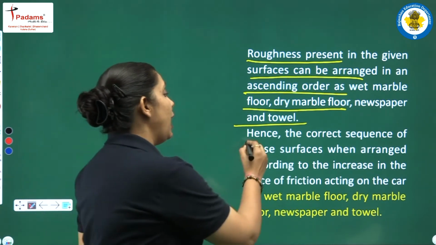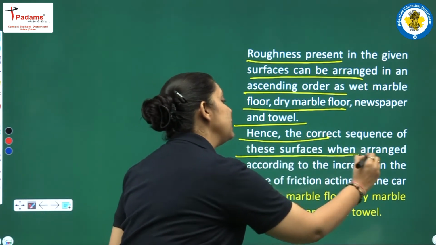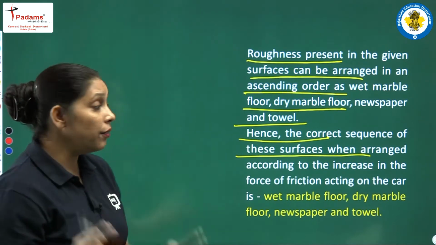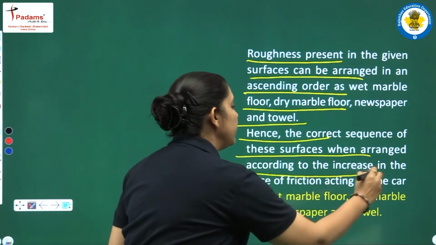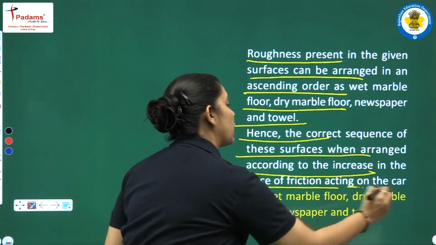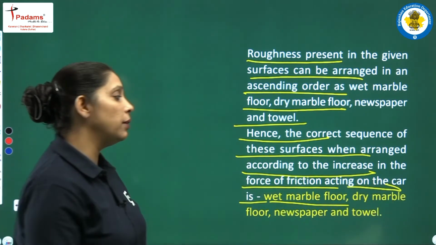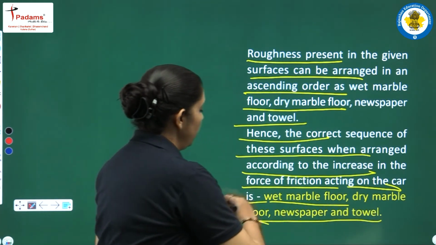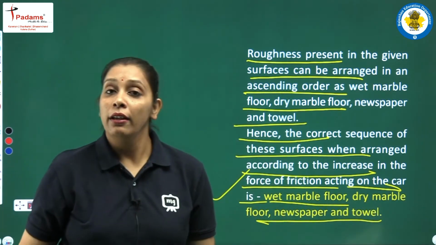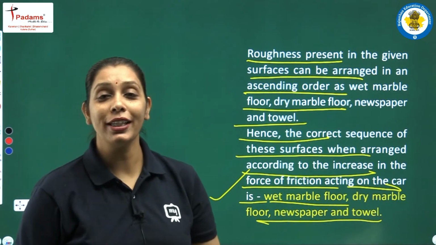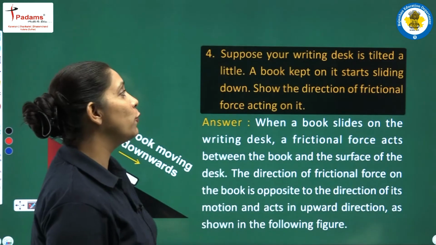Fine. Hence the correct sequence of these surfaces when arranged according to the increase in the force of friction acting on the car is wet, dry, newspaper and towel. Is that clear everybody? Fine. So move to the next question, class, and next question is question number 4.